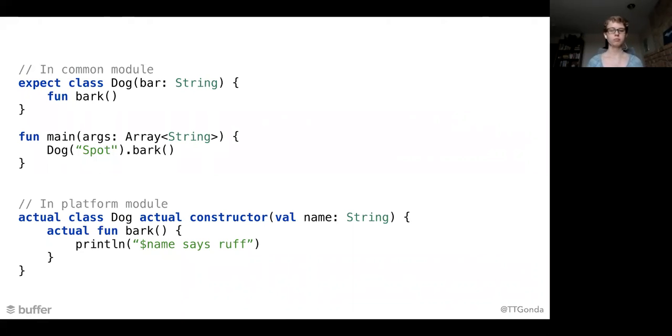Then in the platform module, we're gonna have the actual implementation using the keyword actual with the actual function that is just printing stuff out in this case. But with this, you can use the platform-specific libraries. So say we had to use a date library and we want to use the Java date library in Java and the JavaScript date library in JavaScript. This is how we could create an interface that the common module could call a date class.